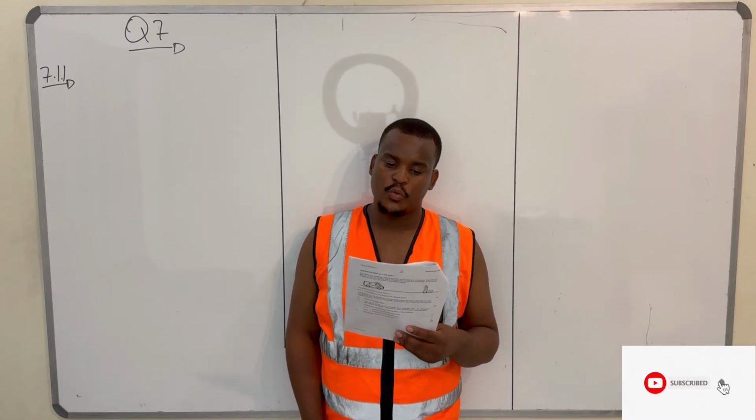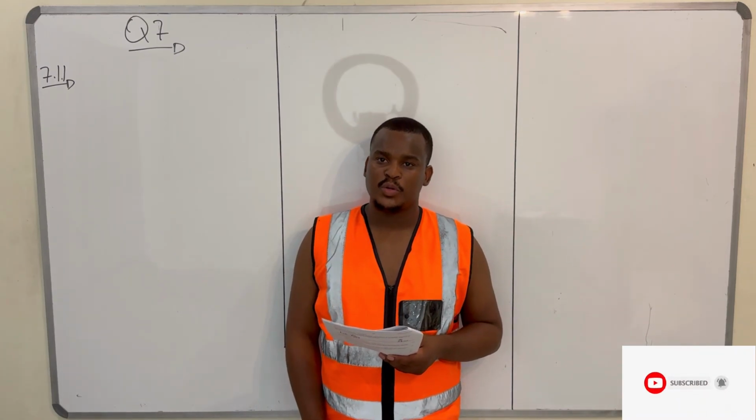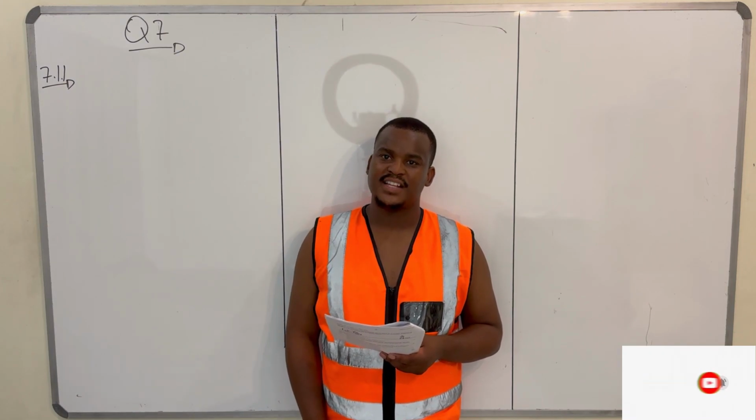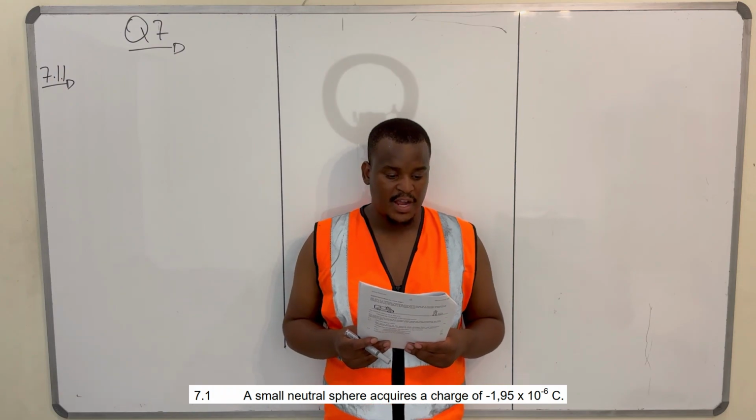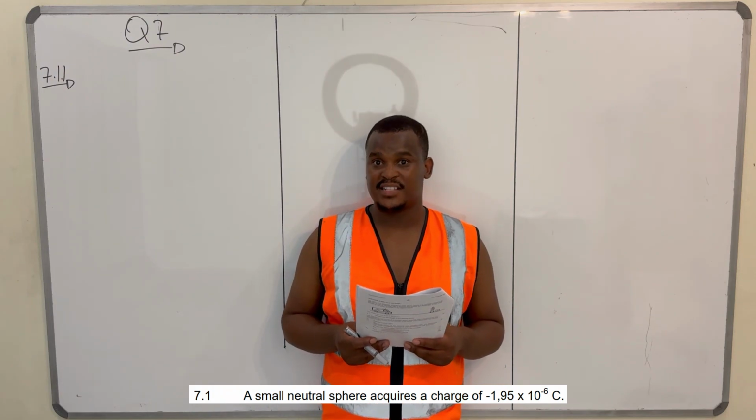So in this video, we'll be doing question 7 of the November 2021 Physical Sciences Paper 1 question paper. And this is on electrostatics. So I'll read the question 7 statement and then answer the questions that follow.